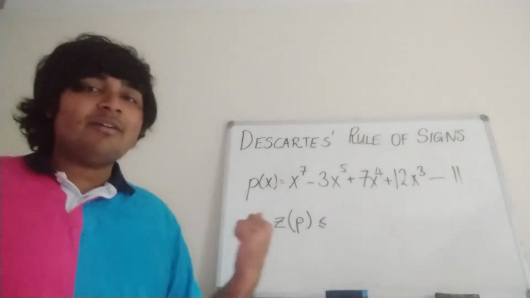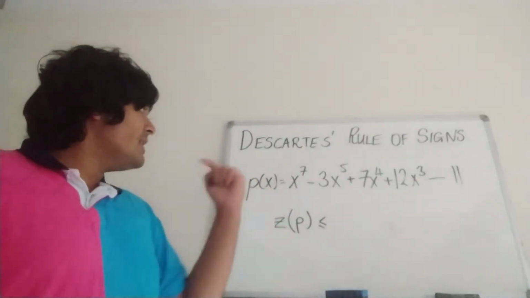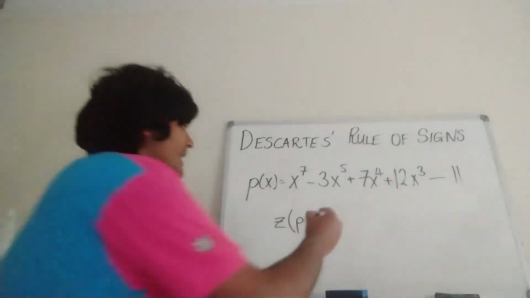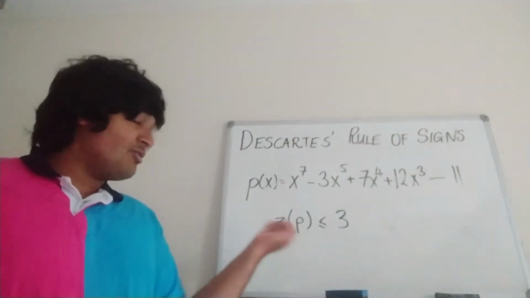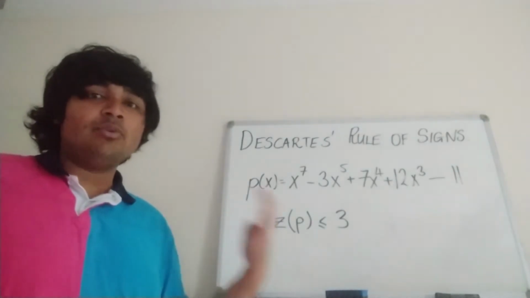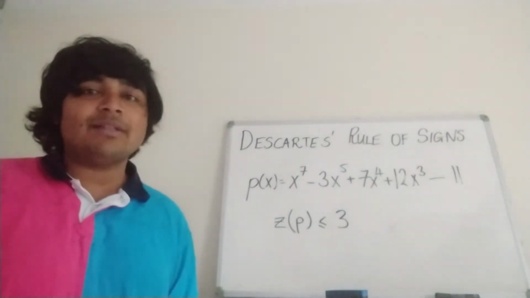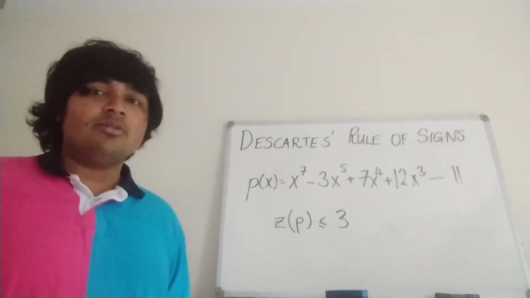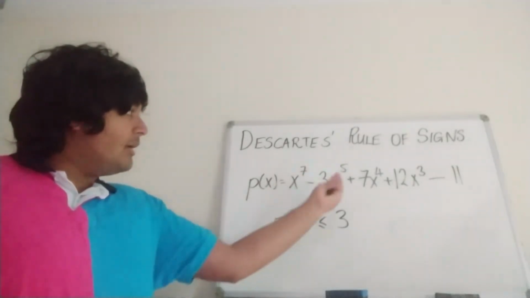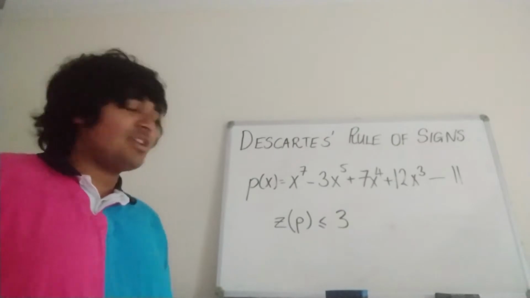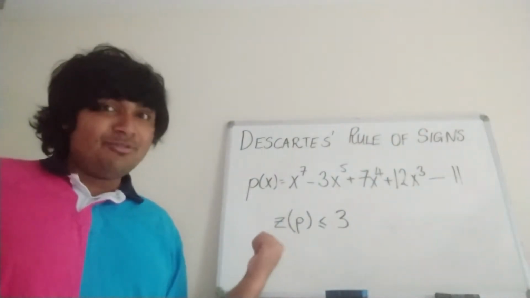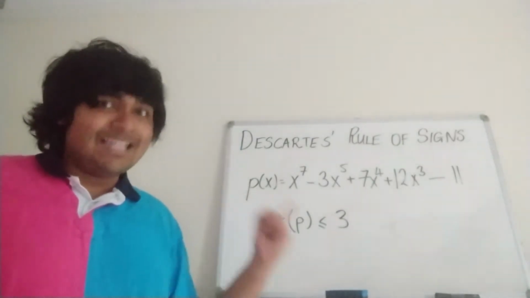So I claim that the number of positive real roots of this polynomial p of x is less than or equal to 3. And what's amazing is that this is true, but also it holds in general that if you want to find an upper bound to the number of positive real roots of a polynomial, you can do this, by looking at the number of times the polynomial changes sign, which I think is bizarre. But what's amazing is the proof for it is really, really straightforward. Let's prove this.